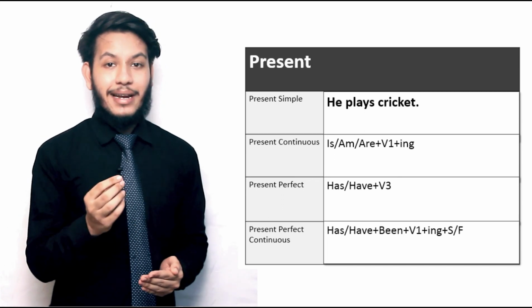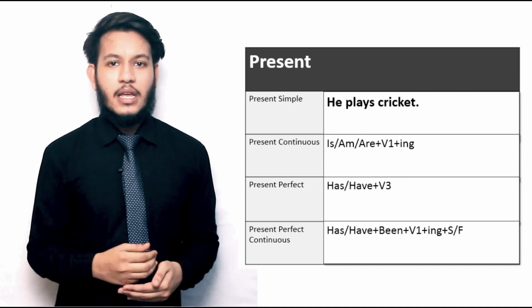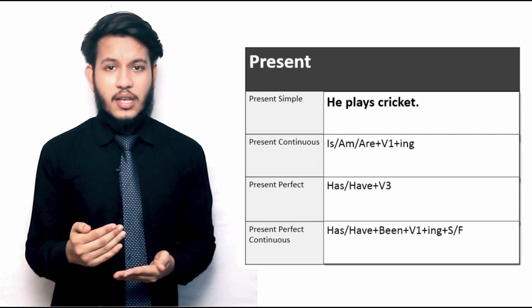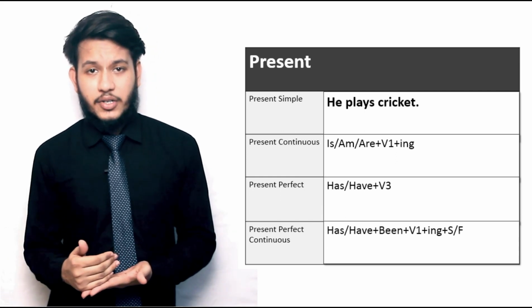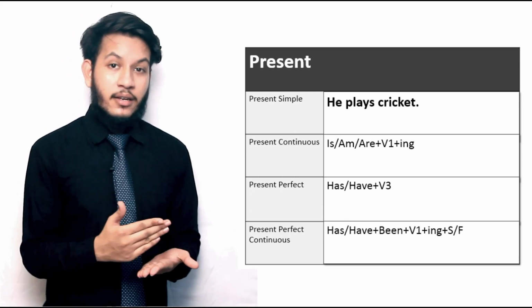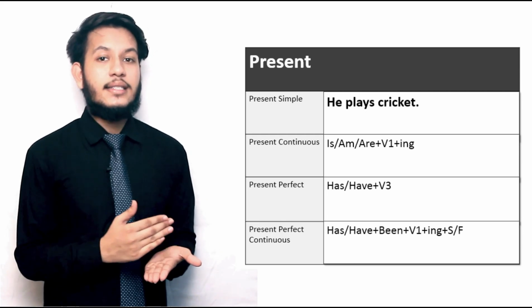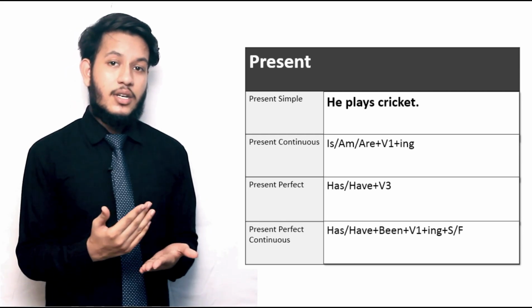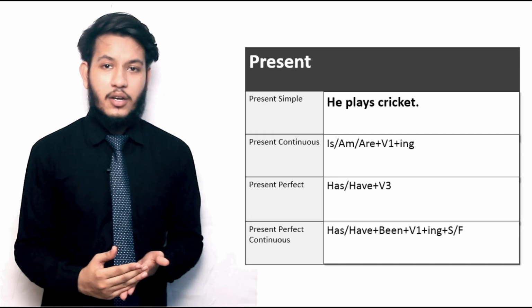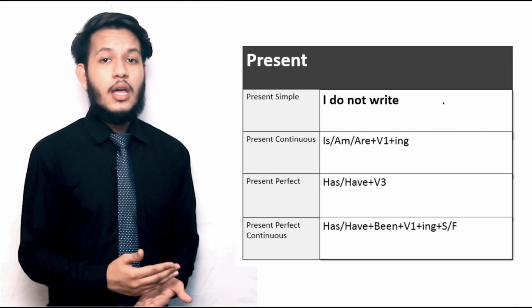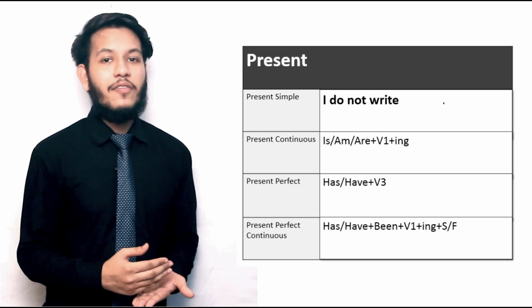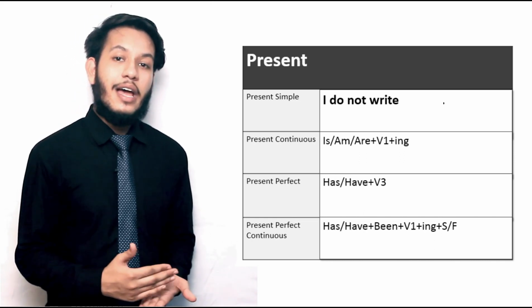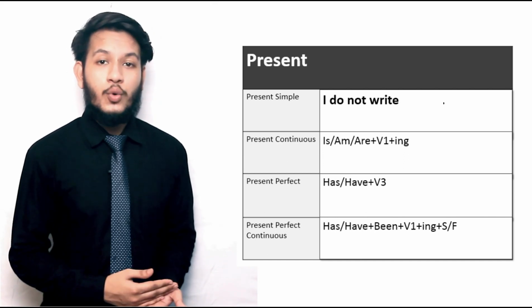Just start it by selecting a present simple sentence and then try transforming the sentence in other tenses in sequence. And it goes like, he plays cricket. He is playing cricket. He has played cricket. And he has been playing cricket for 2 years. Another sentence, I do not write. I am not writing. I have not written. I have not been writing for 2 years.